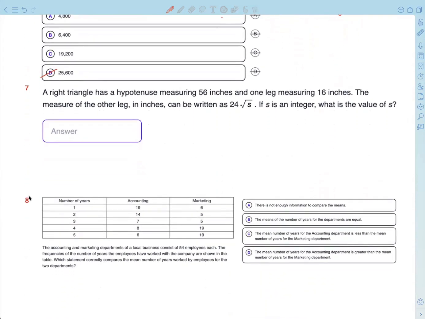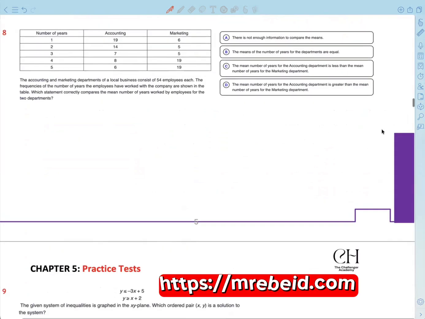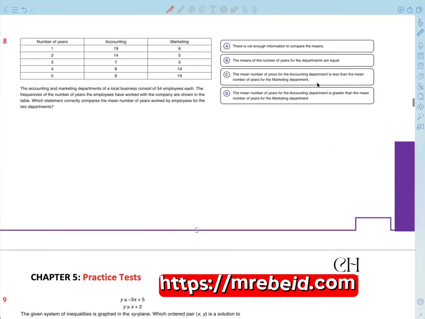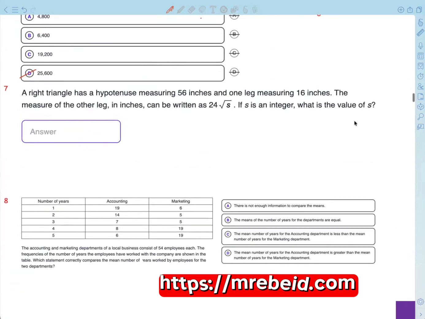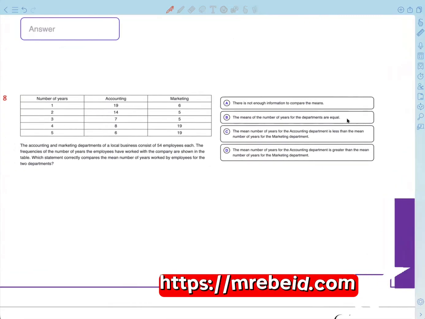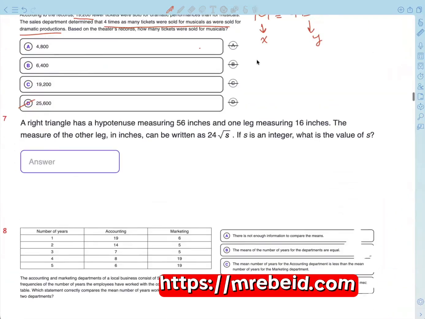A right triangle has a hypotenuse measuring 56 inches and one leg measures 16 inches. The measure of the other leg in inches can be written as 24 root s. If s is an integer, what is the value of s? You know, to use the Pythagorean theorem.